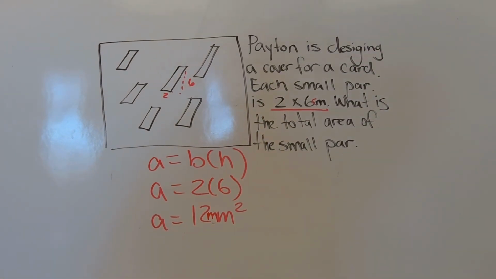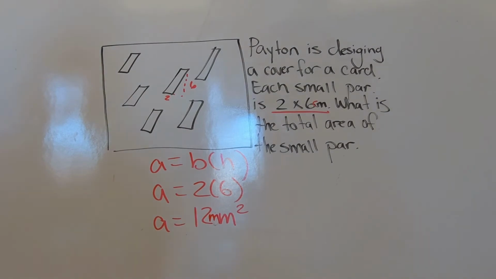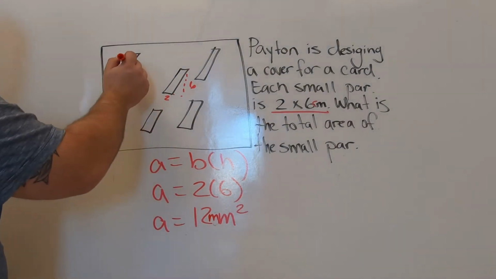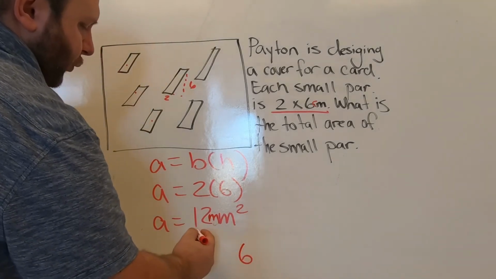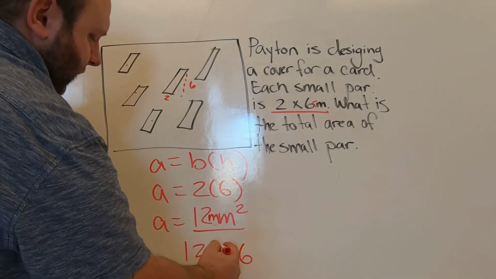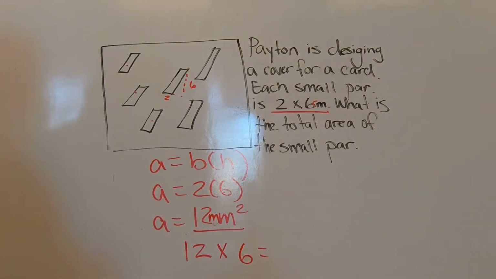But that wasn't the question. The question was, what is the total area of all of the small parallelograms? To do that, we need to first figure out how many we have. Well, we have 1, 2, 3, 4, 5. Well, we have 6 of them. Each one of them is 12. So I'm going to take my 12 millimeters for one of them and multiply that by 6 of them.